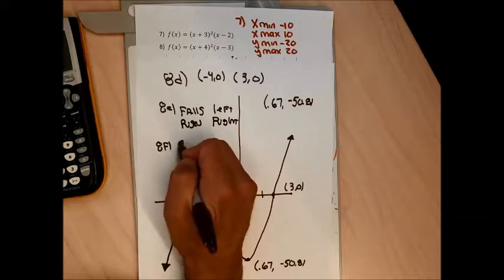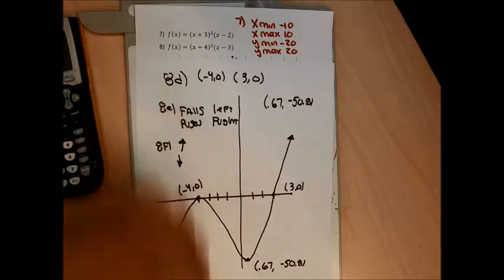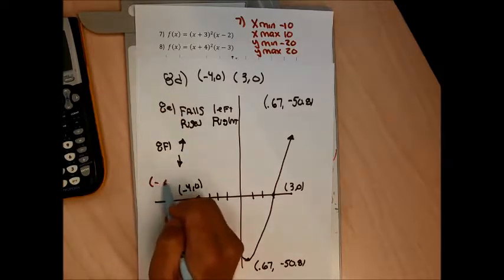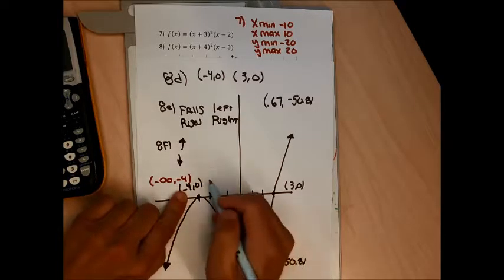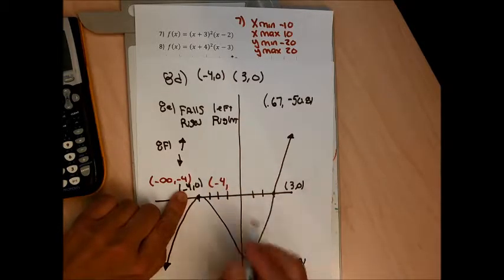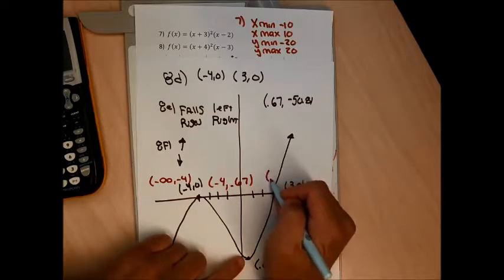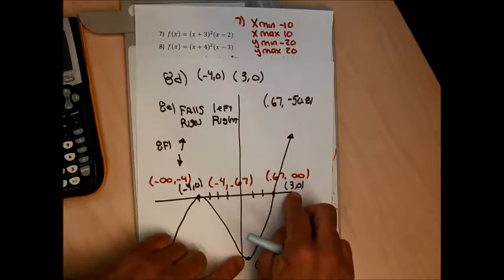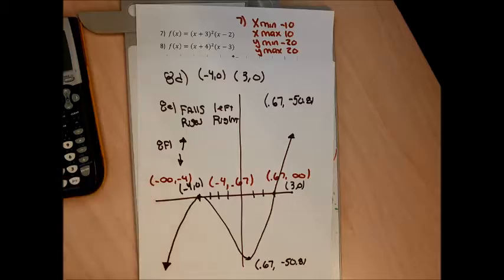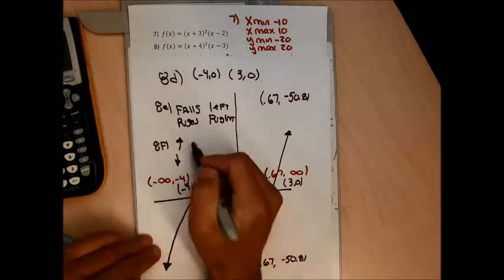8F is the increasing and decreasing intervals. So I'm going to create those intervals. The first interval I'm going to write is negative infinity to the x-coordinate of the first turning point, which is negative 4. And then negative 4 to the x-coordinate of the second turning point, which is 0.67. And then 0.67 off to infinity. I don't put this x-intercept on. It's not a turning point. The first interval from negative infinity to negative 4, the graph is increasing. So I'm going to write that in my increasing answer.